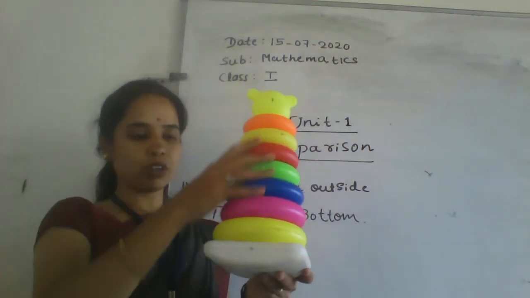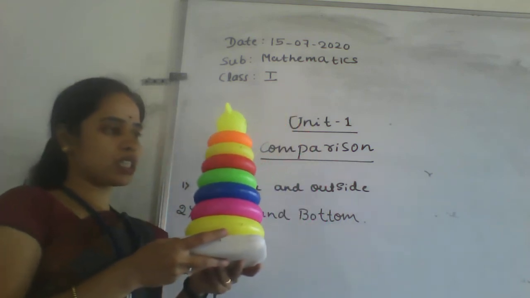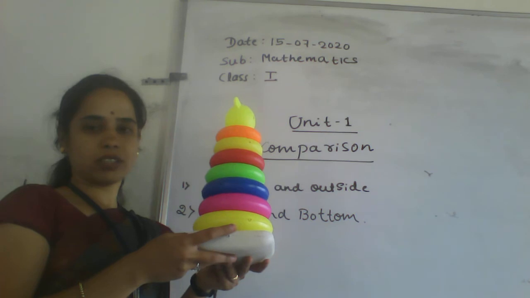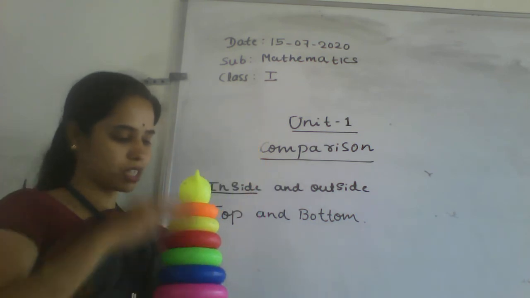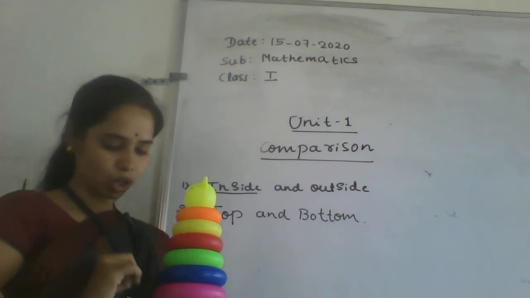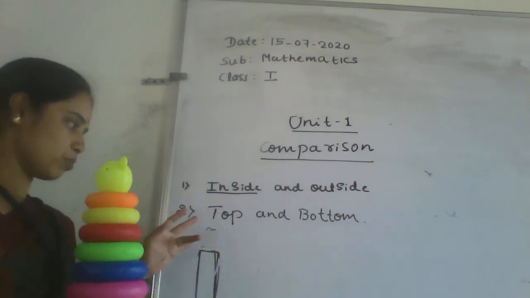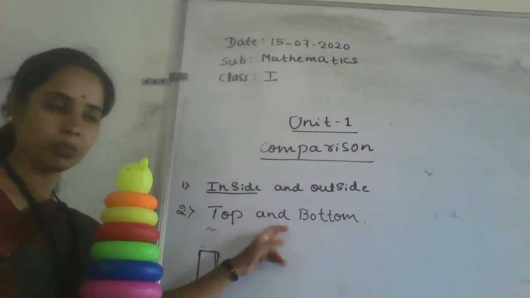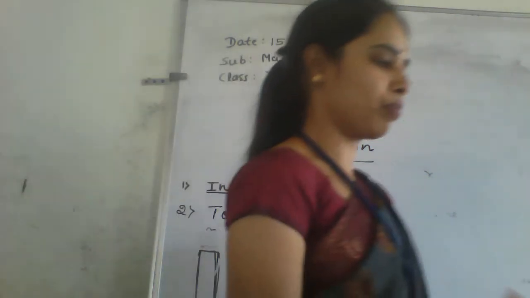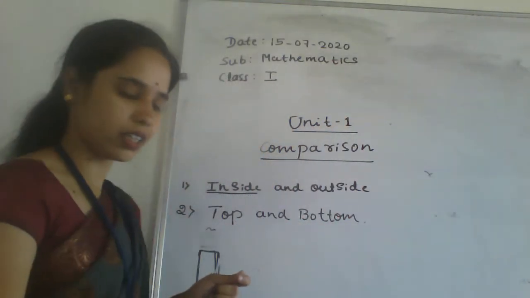See here, this is full of rings, right? Which is the top ring? What you used to say, top means upper side. Which is here? This one. Saffron color, right? Bottom means this white, right? This is an example for this top and bottom. Next we want to be on and under.